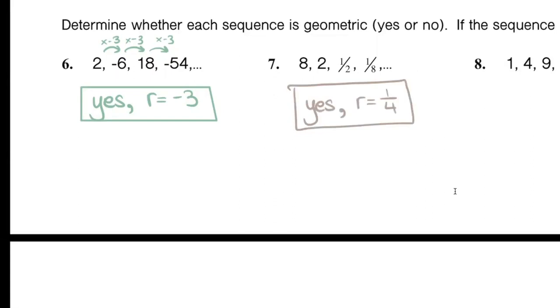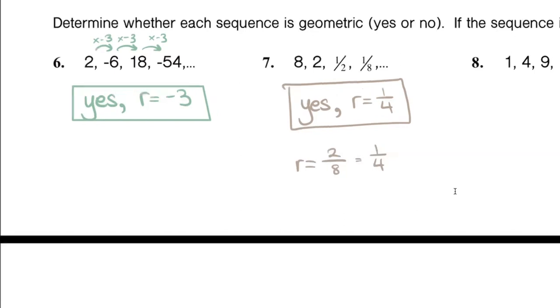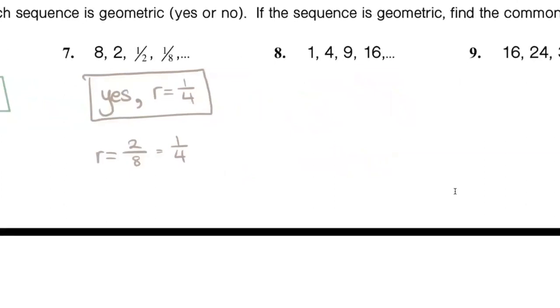I think the easiest way to find R is to take a term like 2 and divide it by the previous term. So you can do 2 divided by 8, and you get 1/4. So always divide by the previous term. What about number 8? What do you guys think? Yes or no? If yes, give me the R.